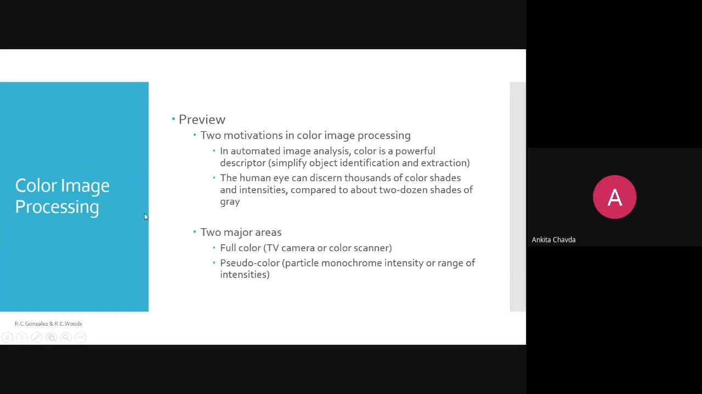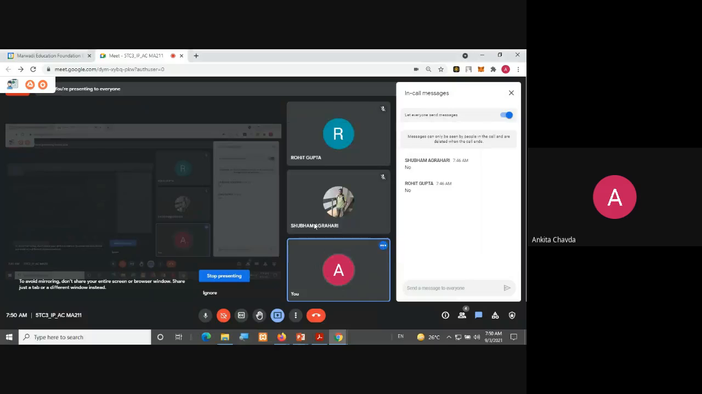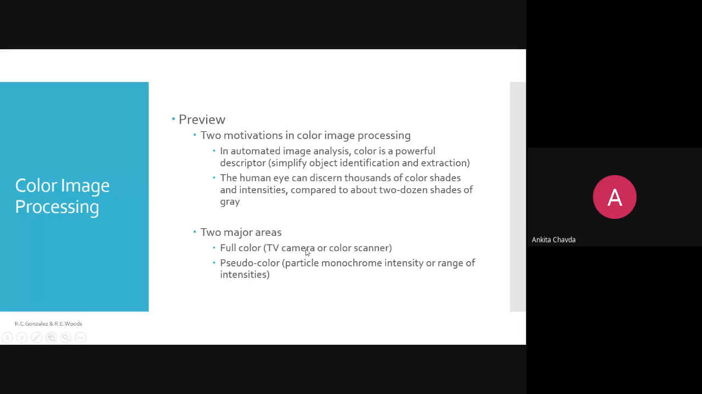So here the two major areas are there. One is full color and one is the pseudo color. Full color means just like our TV cameras or the color scanners and all, right?